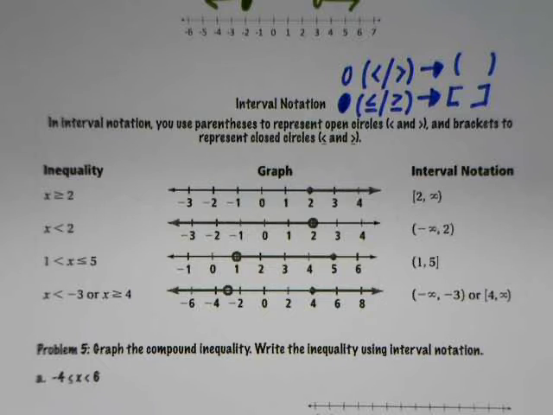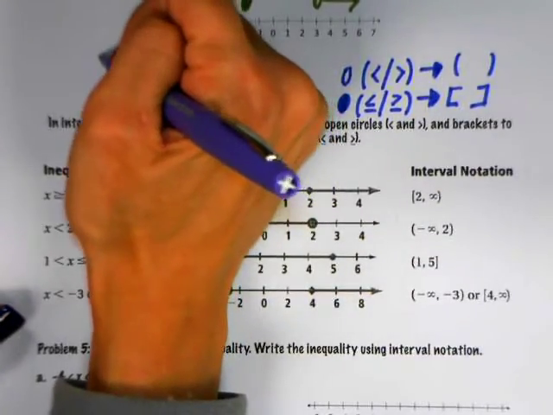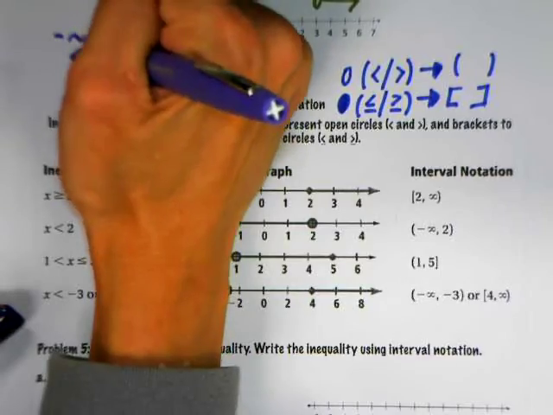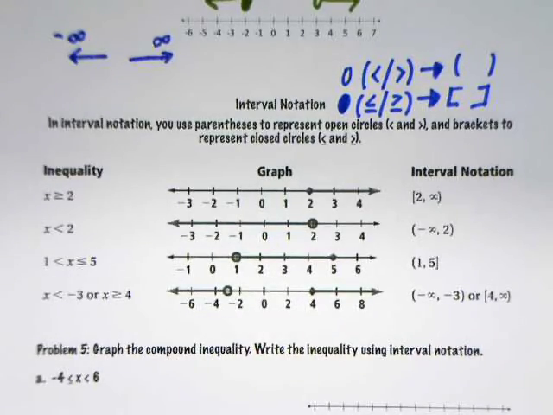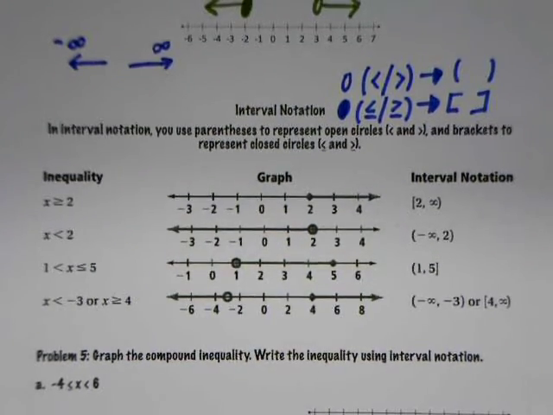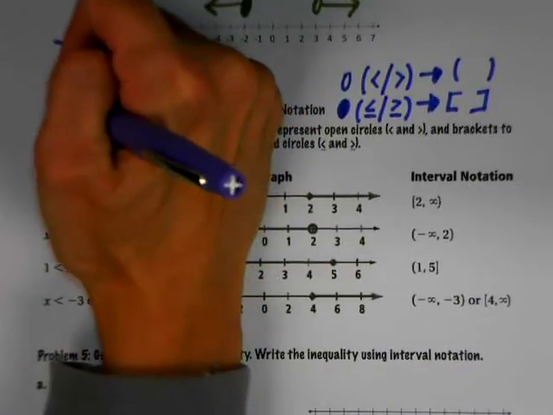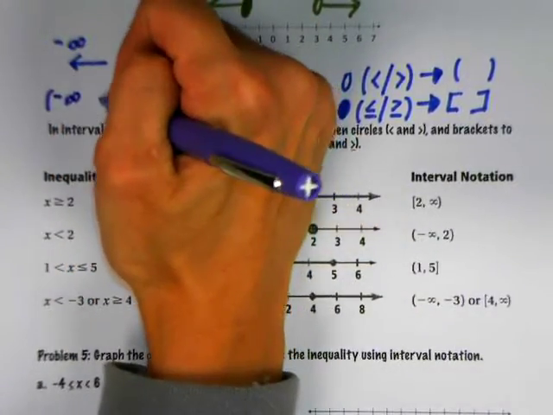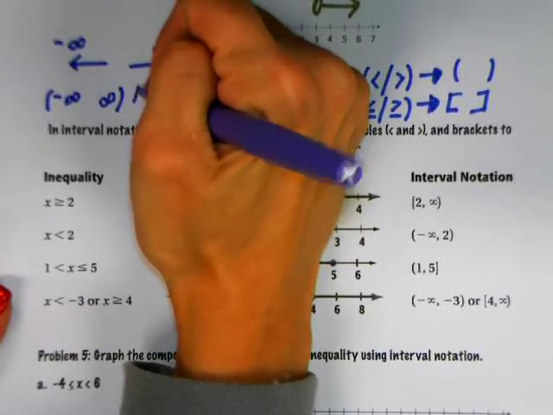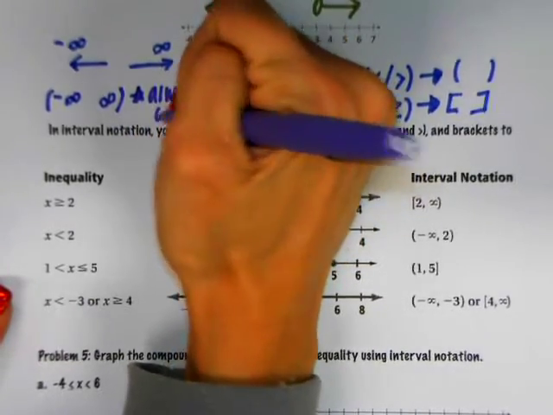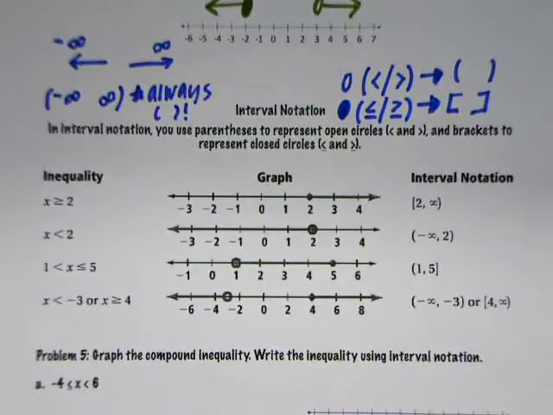Okay. Another thing to keep in mind: an arrow going to the left is heading towards negative infinity, and an arrow going to the right is headed towards positive infinity. And then infinities always get parentheses. The idea is because you can't ever be infinity. It can't be equal to, okay?